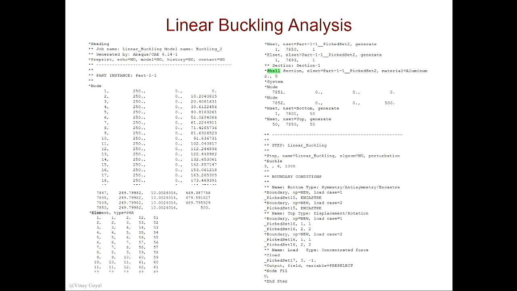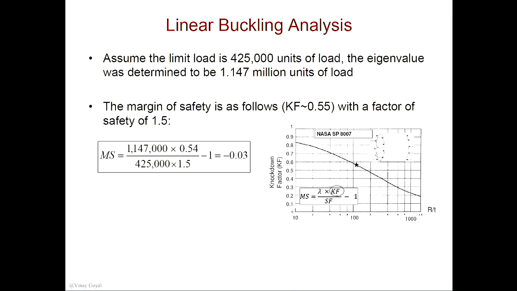Okay, continuing on, now I can write the margin of safety. Say the limit load in my application, the expected load during flight, is 425,000 units of load. And I find the eigenvalue to be 1.147 million, which you're going to see is what we get through Abaqus. In our situation, I believe the radius is about 250 and the thickness is about 2 millimeters. So 250 divided by 2 millimeters is 125. When I go to this plot, I'm about here, about 0.54. So I take the eigenvalue that Abaqus gave me, knock it down by 0.54, and divide by the limit load times the factor of safety, which gives me the margin of safety.